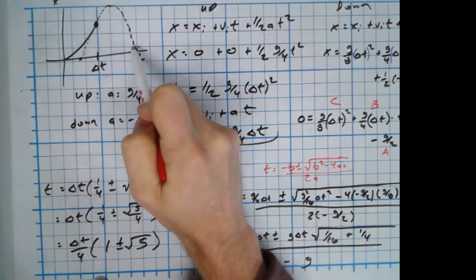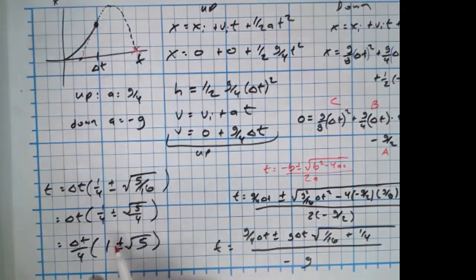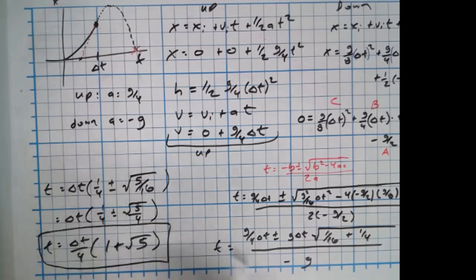We want this one over here. That's the one where you're adding something to that. So 1 plus 2 point something is 3 point something divided by 4 is going to be somewhere around 0.8, which is apparently what we got before. So that is our result. We want the positive root. So the t is delta t over 4 times 1 plus root 5. And if you looked at the other video with the Desmos graph, you can see where I got that formula from, to show you graphically how much time it took to get to the ground.